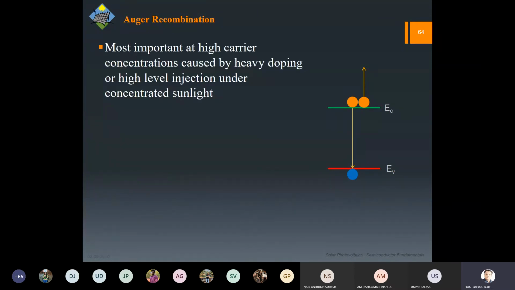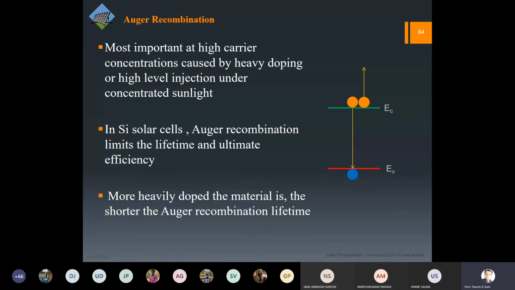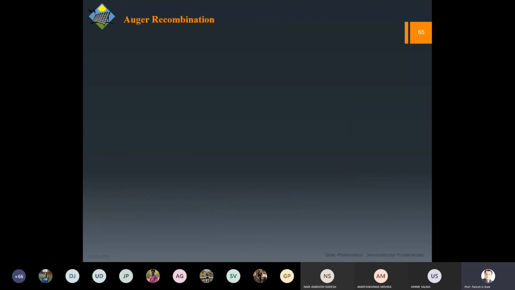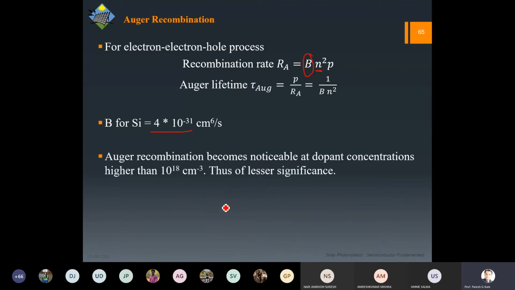Next one is the Auger recombination. Already I've explained the process. In a silicon solar cell, any recombination is going to limit the lifetime and the efficiency ultimately. However, as I've said, this is possible only when the material is heavily doped. Here also you can give the recombination rate, and now it depends on N squared. Again, you can determine the constant B and find out the lifetime. This B constant is of a particular order for silicon. Similarly, you can get the constant for different materials.